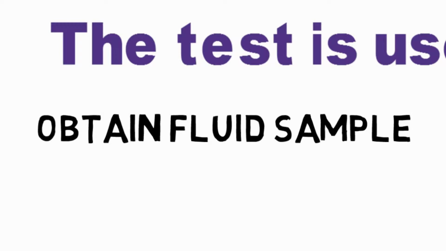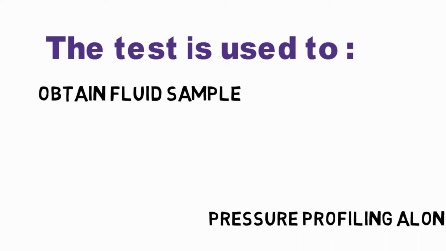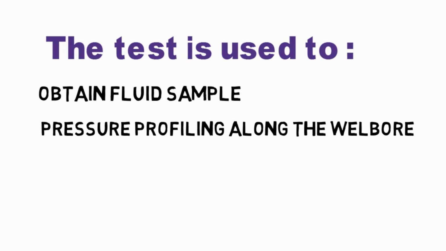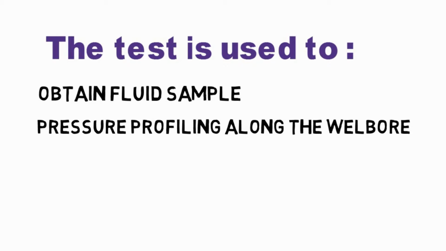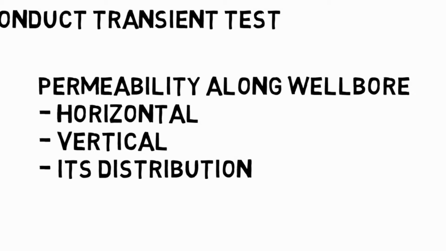The test is used to, first, obtain a fluid sample. Second, obtain pressure profiling along the wellbore. The pressure parameter is significant to be known because it will help in future applications in the well. And the third is to conduct a transient test. Last but not least, variability along the wellbore will be discovered. Horizontal and vertical permeability and its distribution will be known by running this test.